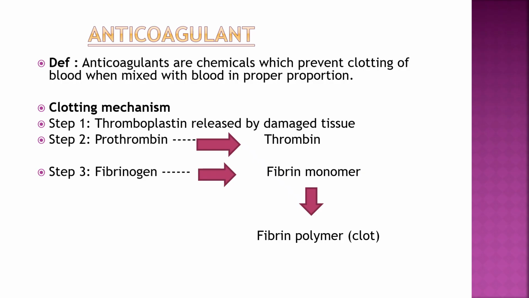Today we will see a lecture on anticoagulants. Definition: anticoagulants are chemical substances required to prevent clotting of blood when mixed with the blood in proper proportion. In short, let us see the clotting mechanism. When there is an injury to the vessel, in the first step thromboplastin is released and activated. In the second step it activates prothrombin into thrombin, which converts fibrinogen into fibrin monomer. All fibrin monomers combine to form fibrin polymer, in which WBCs and platelets get entangled, and it forms the clot that covers the injury area so that bleeding stops.